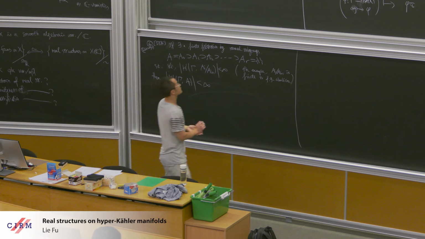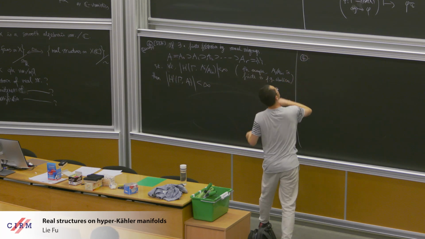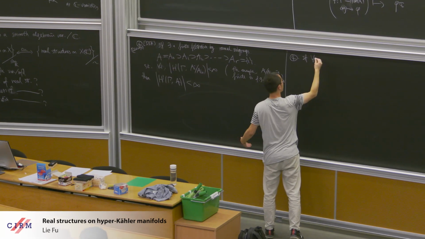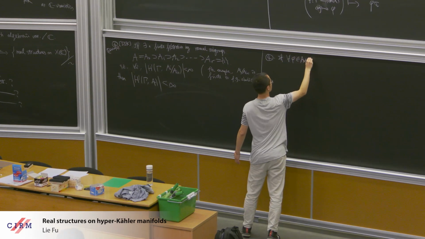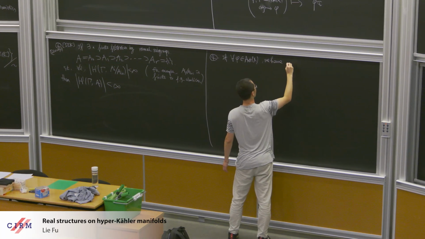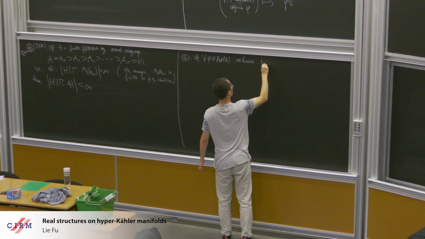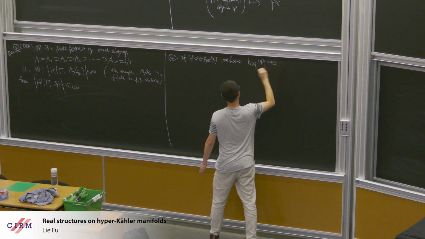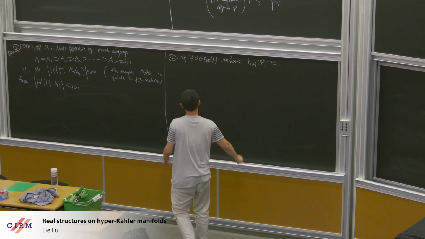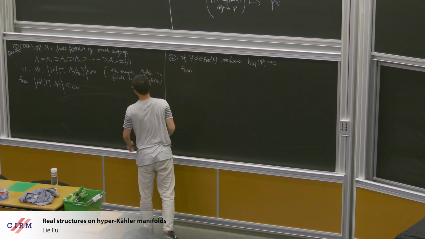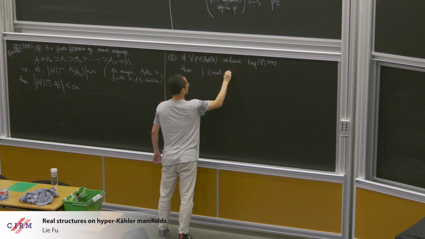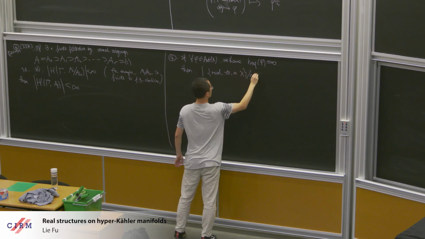Okay, so this in particular implies that a very interesting case is that if, for any automorphism phi of X, we have phi is of zero entropy, it means that the first dynamic degree is 1, then there are only finitely many real structures. Real structures on X is finite.